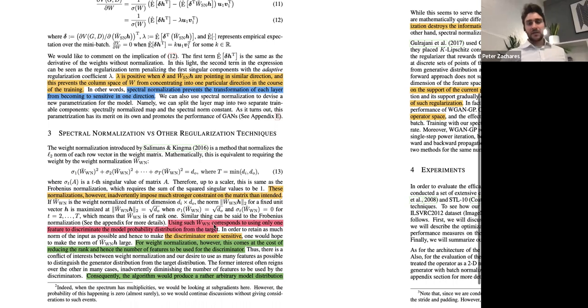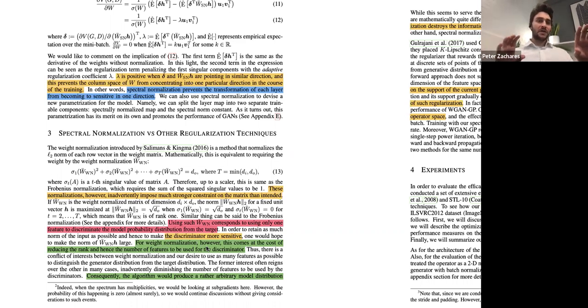And they have an explanation, but they say using such a weight matrix corresponds to using only one feature to discriminate the model probability distribution from the target. So it's basically saying that it's almost equivalent to making the weight matrix of rank 1. And they say in order to retain as much norm of the input as possible, and hence to make the discriminator more sensitive, one needs to make the norm of this large. It's saying that there's a trade-off between sensitivity of the model and rank of the model.